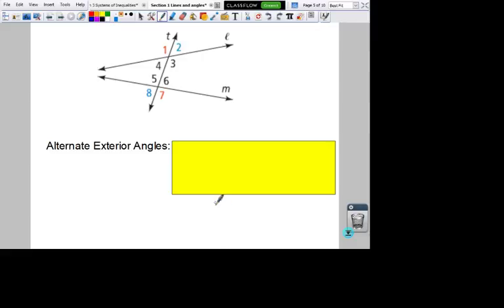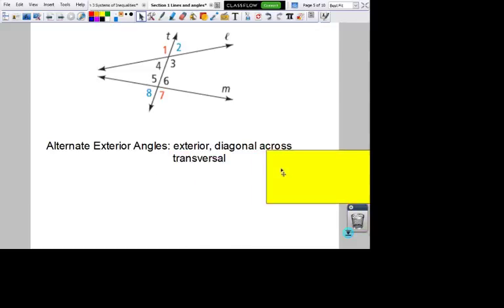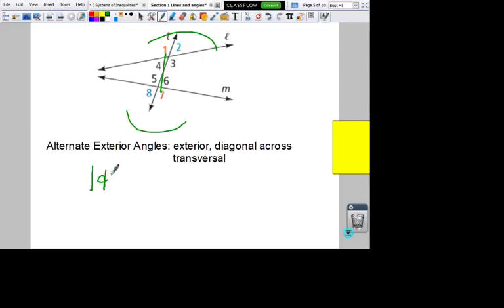So we looked at alternate interior angles. We're also going to look at alternate exterior, which are basically the same thing, except these are exterior angles, just like you see in the name. They're exterior, and they're diagonal across the transversal. So for my alternate exterior, they are these outside ones: 1 and 7, and 2 and 8. 1 and 7 and 2 and 8 are my alternate exterior.